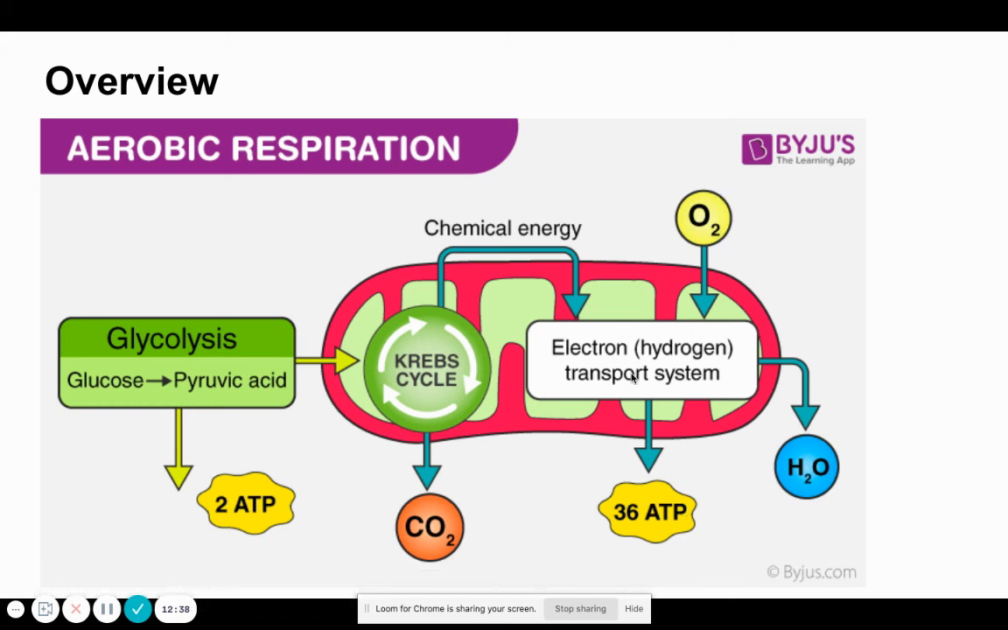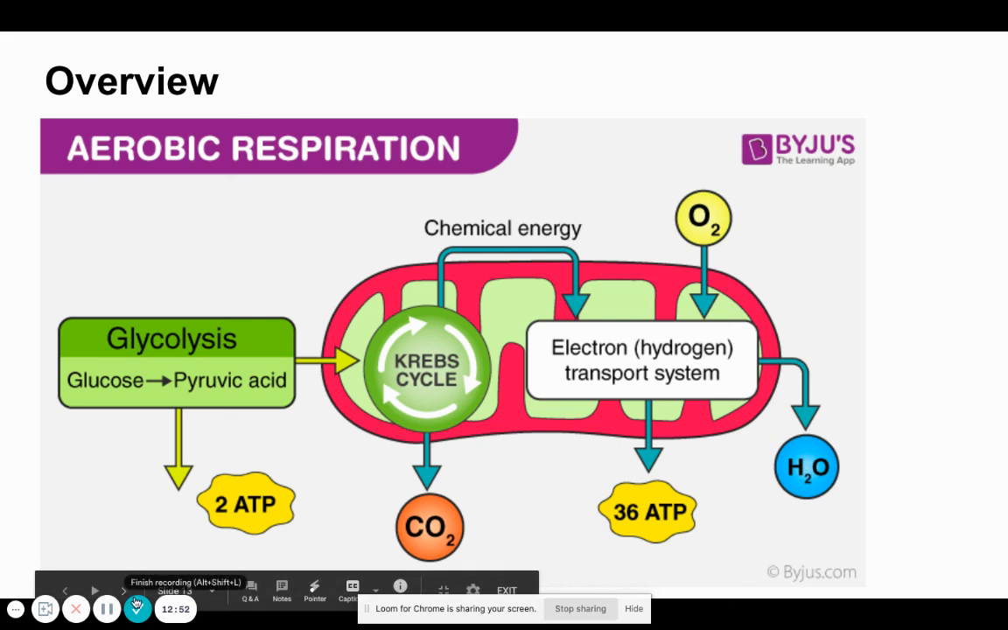In order for this to happen, oxygen needs to be used. So the oxygen is going to be used during the process of the electron transport chain, and water is released as a byproduct. And that's about it for today.